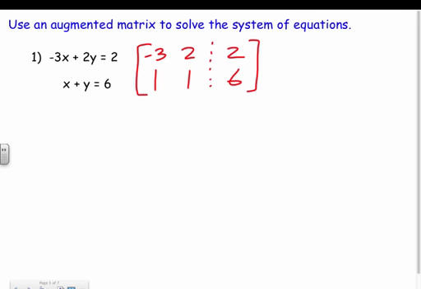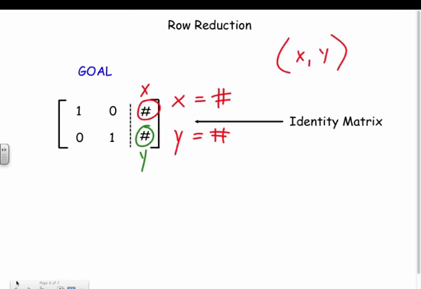Well, here's the key. You don't want to frustrate yourself. I could start doing all kinds of things to try to get it to my identity matrix. Right, I want that left side to be 1, 0, 0, 1, right? So I have x equals, y equals. Okay, so don't just start randomly doing things. Have some strategy to this. And I'm going to give you some advice on the best way to solve these matrices.